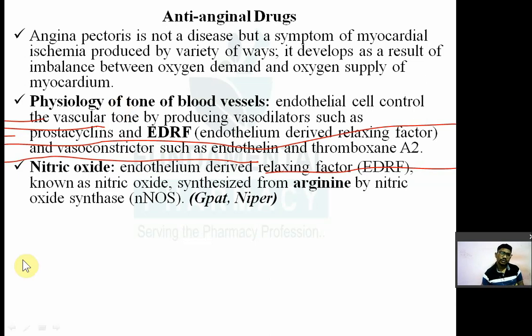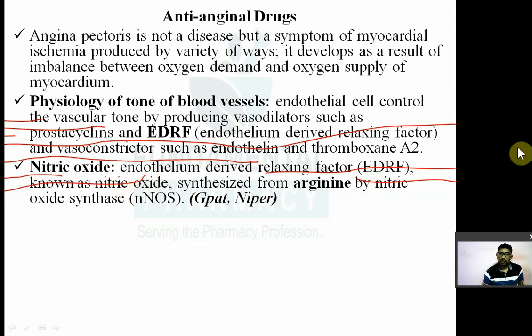Nitric oxide is nothing but a vasodilator compound. It is known as endothelium derived relaxing factor. A question comes on this. EDRF, endothelium derived relaxing factor, is known as nitric oxide. It is synthesized inside the blood vessel, in the endothelial layer of the blood vessel.